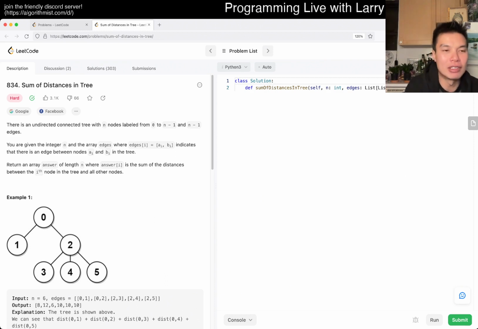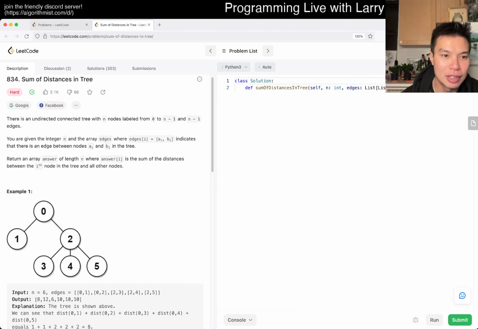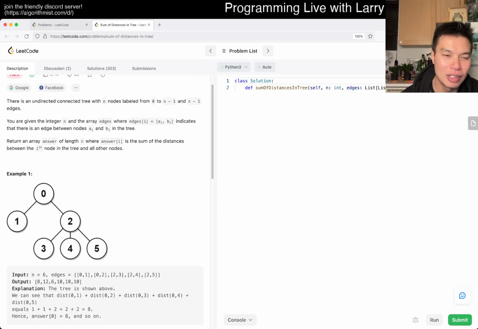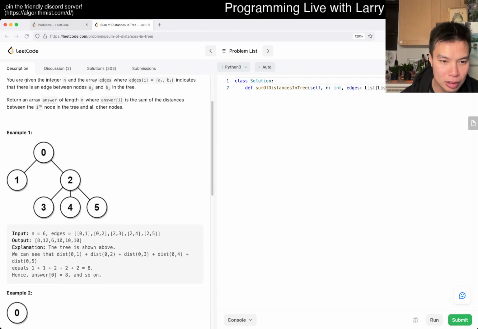Anyway, so 834, sum of distances in tree. Okay, so there's an undirected tree, connected from 0 to n-1 with n-1 edges. That's standard. You're given an integer n and an array of edges. Okay, you return an array of length n, where answer[i] is the sum of the distances between the ith node in the tree and all the other nodes.